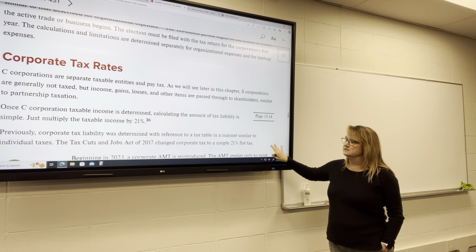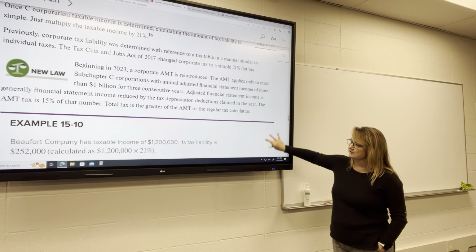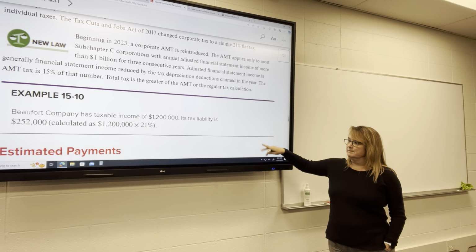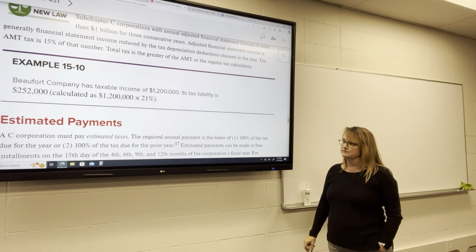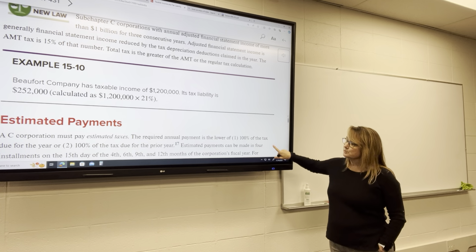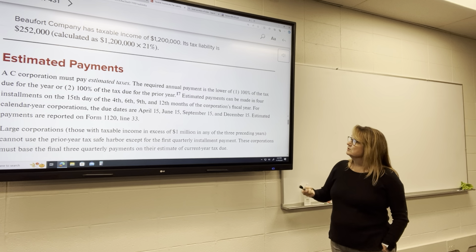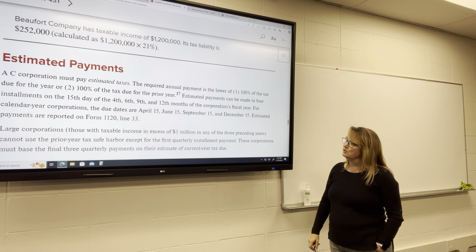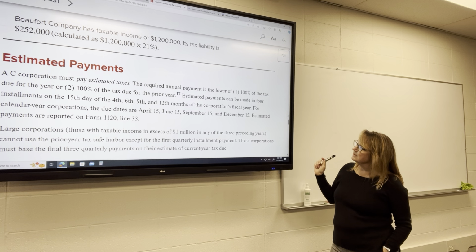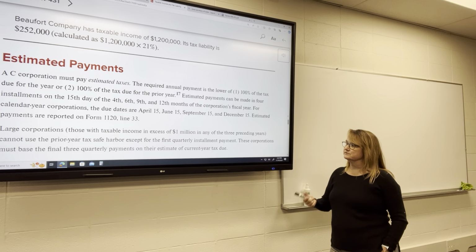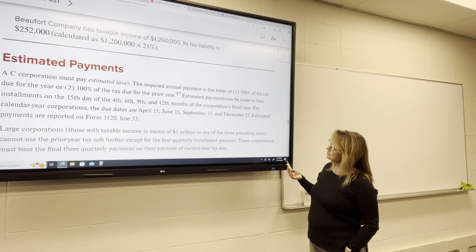Corporate tax rates, that's pretty easy, 21% on everything. Super simple. We don't have to worry about calculating brackets. Here we have Buford Company, taxable income of $1.2 million, tax liability, 21% of that is $252,000. The corporation is required to make estimated payments. There is a safe harbor amount, 100% of the tax due for the year or 100% of the tax due for the prior year. The estimated payments are four installments, on the 15th day of the 4th, 6th, 9th, and 12th months. Again, that would depend upon their accounting year end.